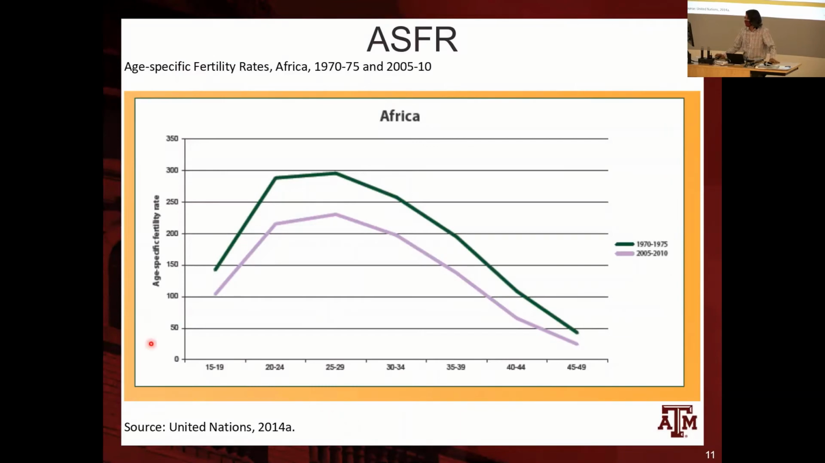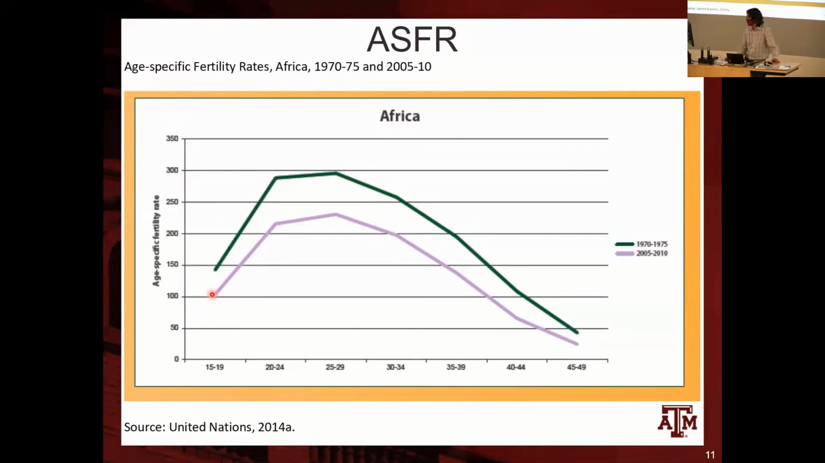So you've got the age-specific fertility rates on the vertical axis, and the 7 5-year age groups on the horizontal axis, and you usually have this inverted U-shape form of these age-specific fertility rates. And this is data for Africa, the green line from 1970 to 75, and the purple line from 2005 to 2010. Just showing that overall, the fertility in Africa declined. And you also see that the chances of having children are higher among women between the ages of 20 to 24 and 25 to 29. And then it declines as women get older. And also younger women have lower chances of having kids.